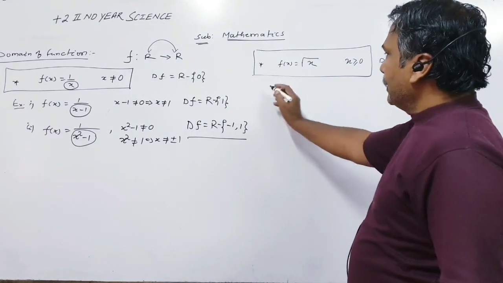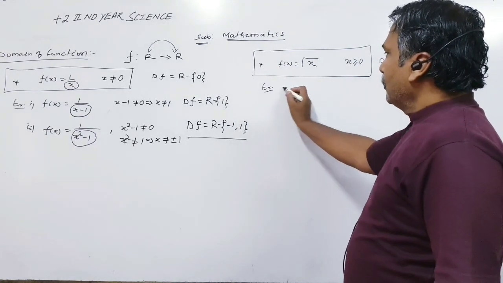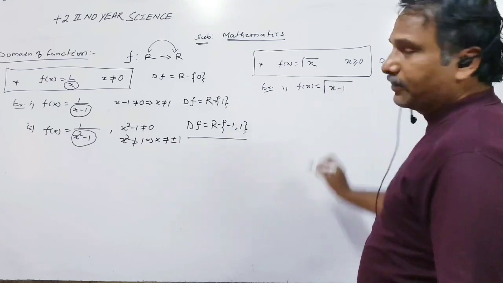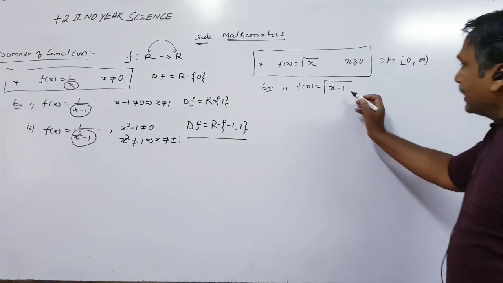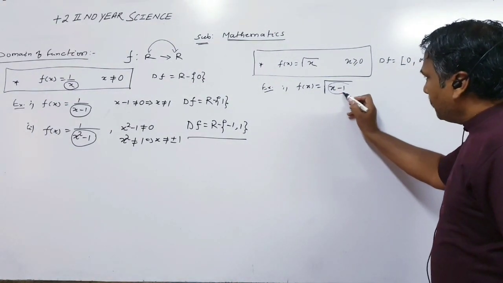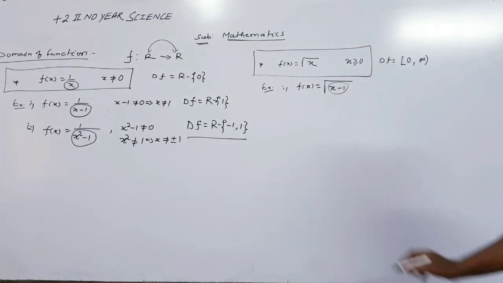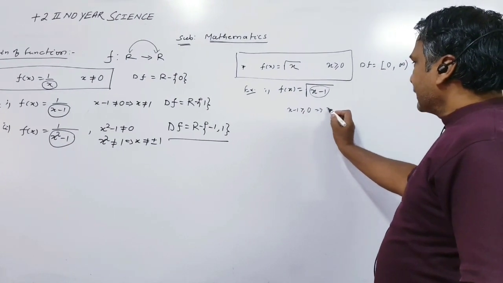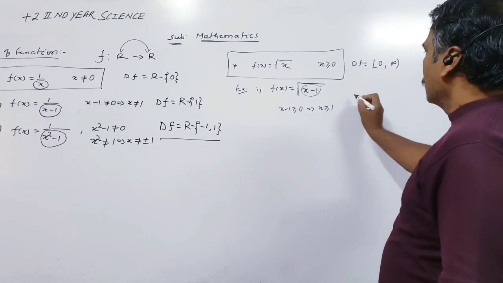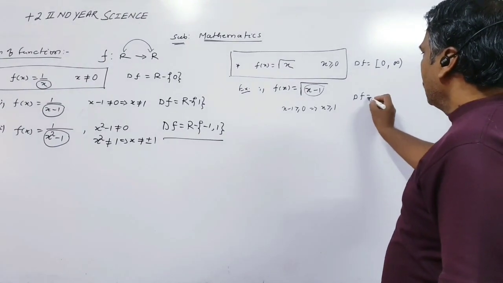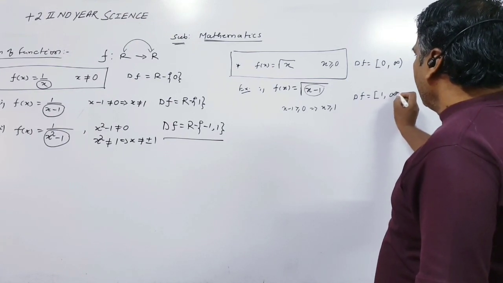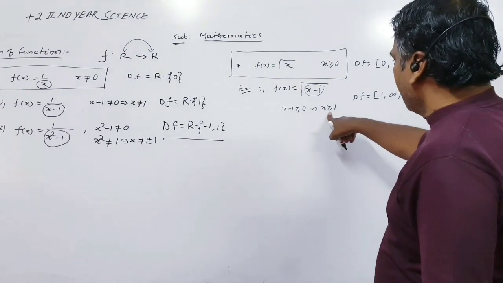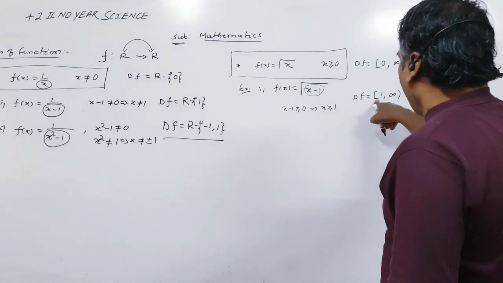Now using this logic, let us take another example. Suppose f of x equals root over x minus 1. What is the logic? The expression under the root must be greater than or equal to 0. Here x minus 1 is greater than or equal to 0, then x is greater than or equal to 1. What is the domain of the function? From 1 up to right infinity. Infinity is the upper limit of the interval. Since it is greater than or equal to, we include the end point.